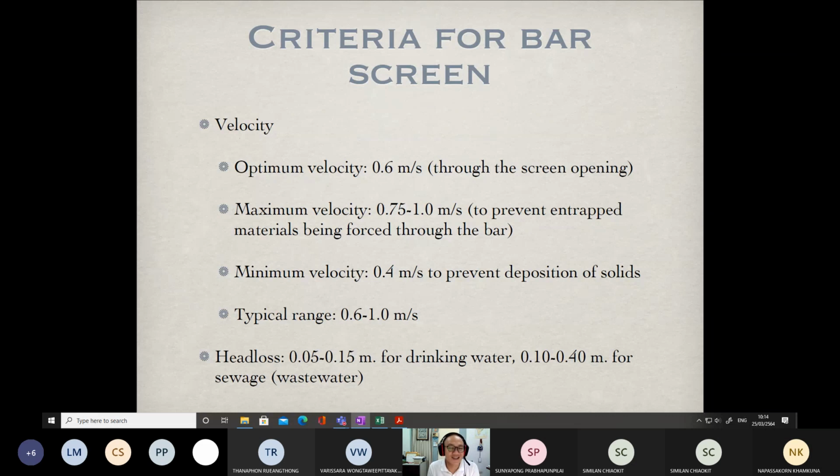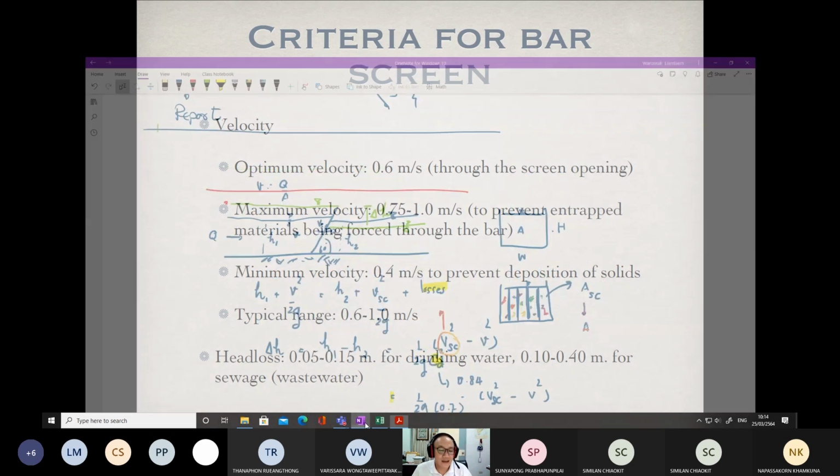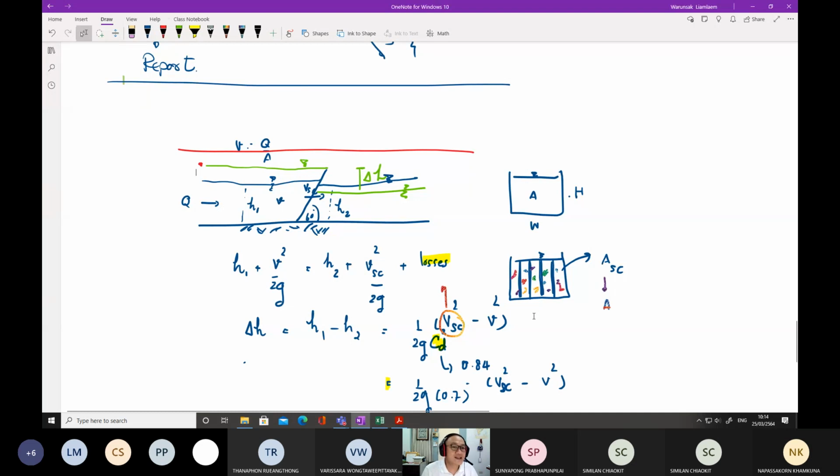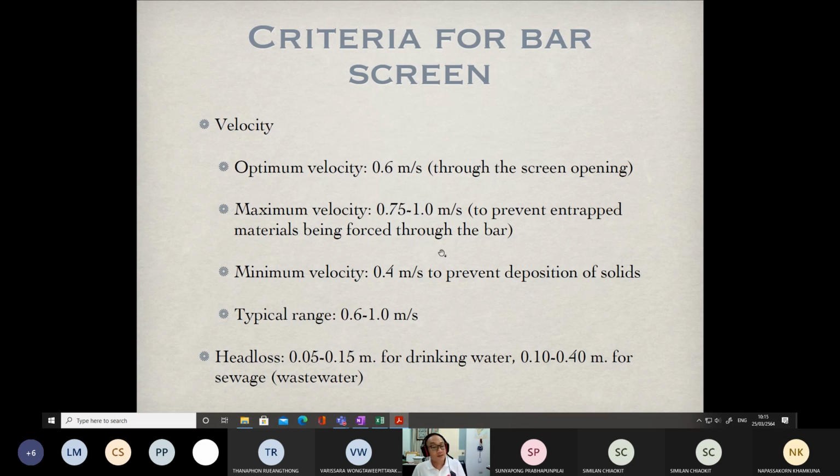when we design and operate the screens. For the velocities, the optimum velocity should be maintained at 0.6 meters per second. This is the velocity through the screen openings. So what does it mean? It means the velocity through the screen should actually be 0.6 meters per second. So this is the optimum velocity.